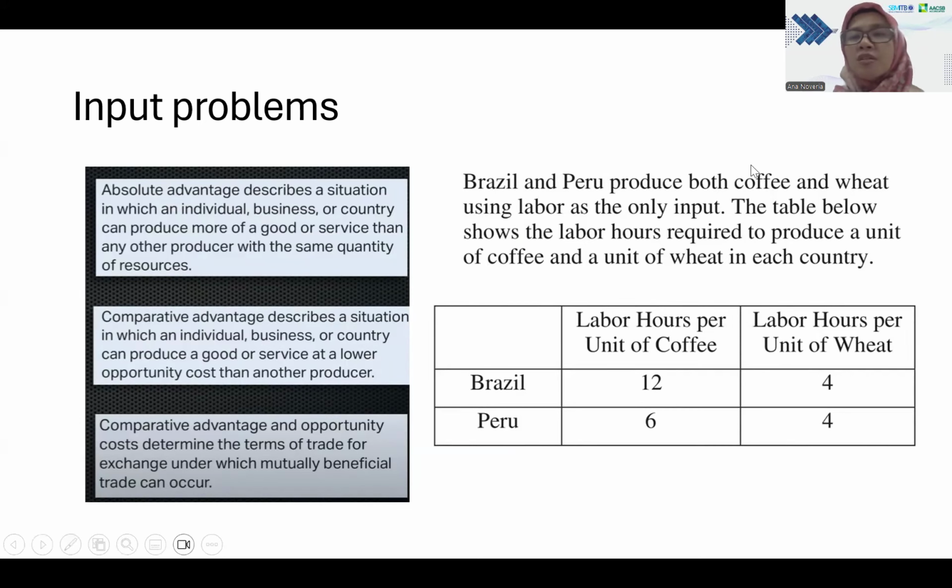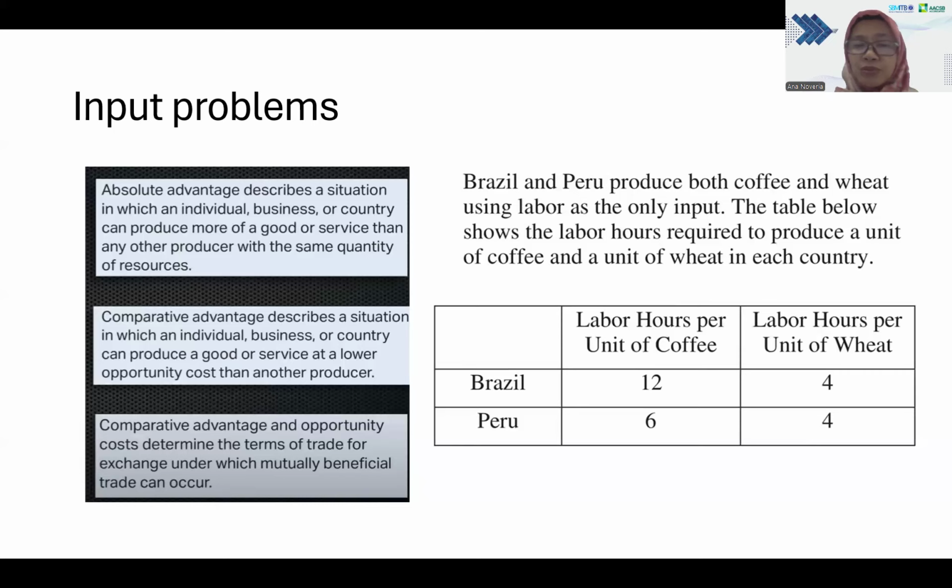So here in this case, Brazil and Peru produce both coffee and wheat using labor as the only input. Now the table shows labor hours required to produce a unit of coffee and a unit of wheat in each country. And now we can go to the absolute advantage and comparative advantage concepts.